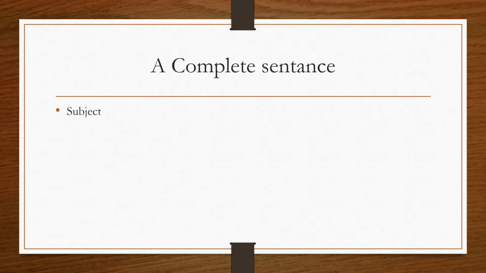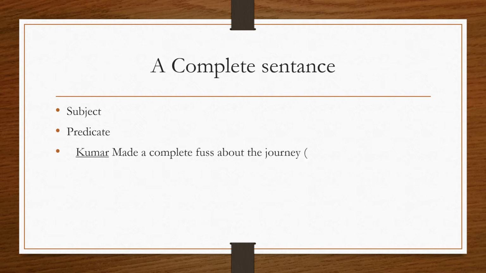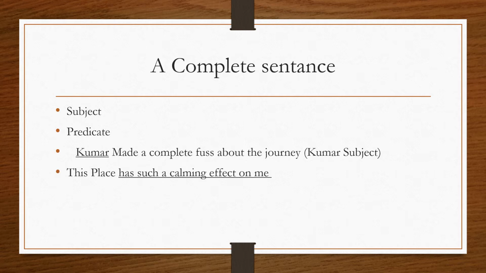In a complete sentence, we have a subject and a predicate. If we take a look at the sentence, Kumar made a complete fuss about the journey. Kumar is the subject. Made a complete fuss about the journey is the predicate.